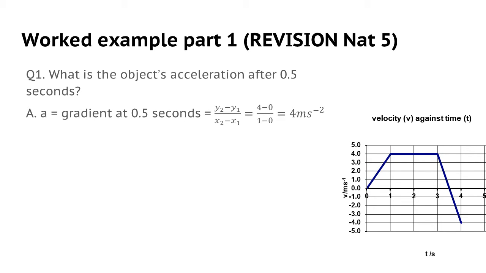So the gradient at 0.5 seconds would be given by the normal gradient formula, where I'm using in this case a point at the end of the line and the beginning of the line, but any 2 points would do, and put them into the equation, that's what you get there.